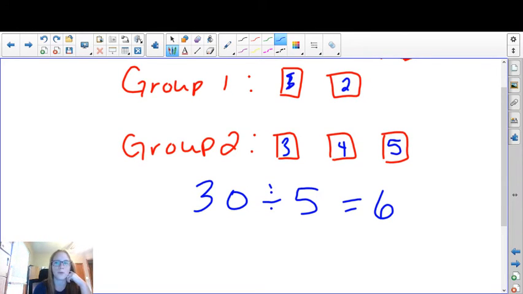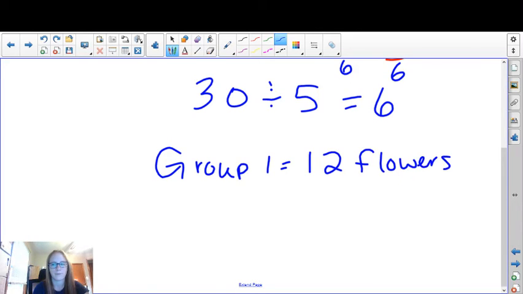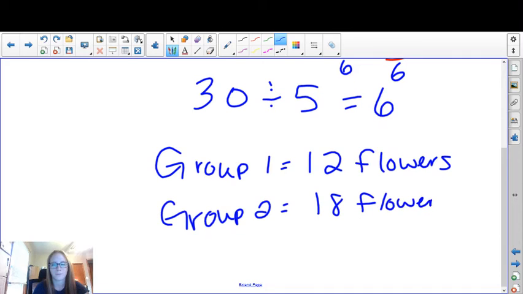So this is not a 1 anymore, but a 6. That's not a 2, but a 6. This is a 6. This is a 6. And this is a 6. So in group 1, I have 12 total flowers. In group 2, I have 18 flowers. Oh, look at math, crazy.